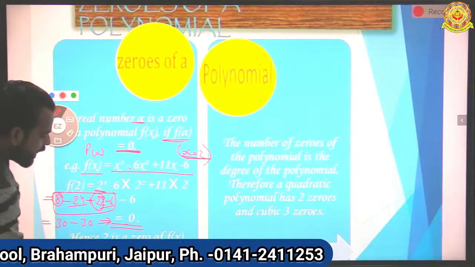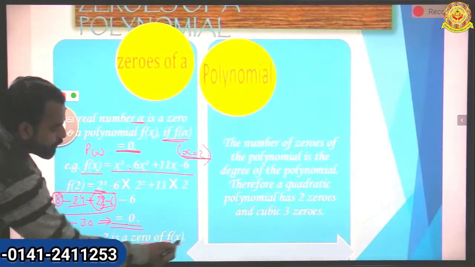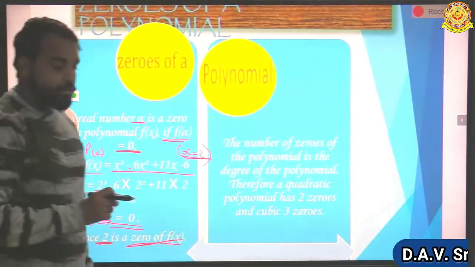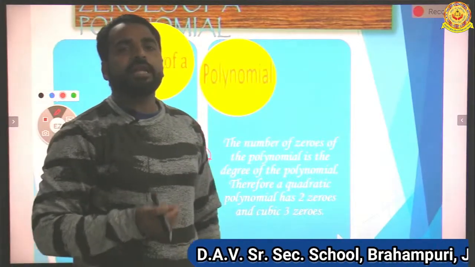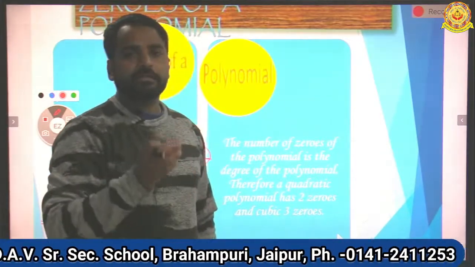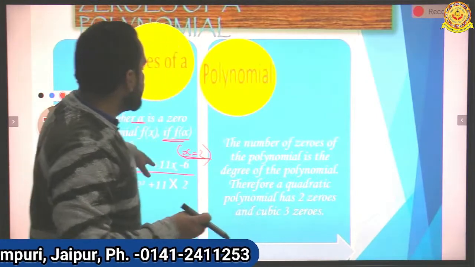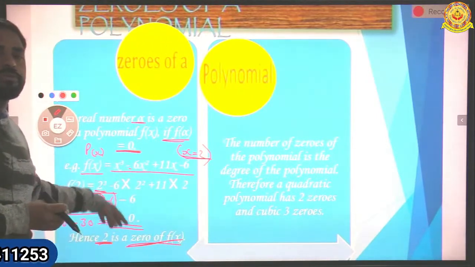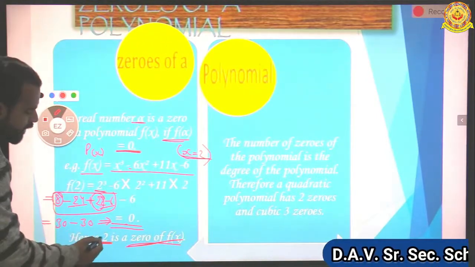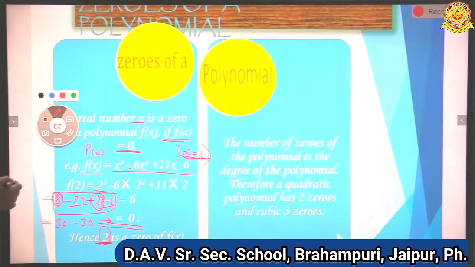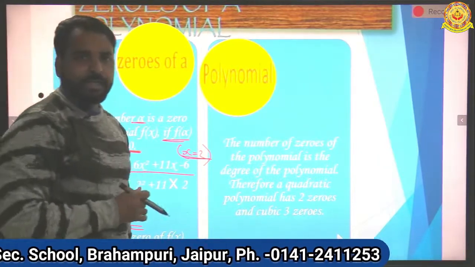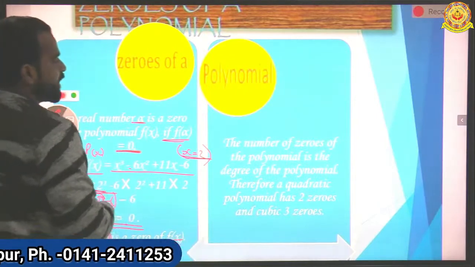That means here 2 is the 0 of the polynomial. I already told you that the 0 of the polynomial is actually the value of x, which we can put in a polynomial and the whole equation becomes 0. So that value of x, which is 2, is the 0 of the polynomial. Is it clear? Now we can see the definition.